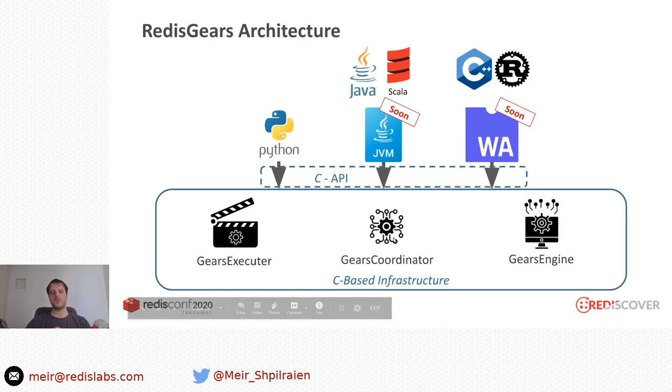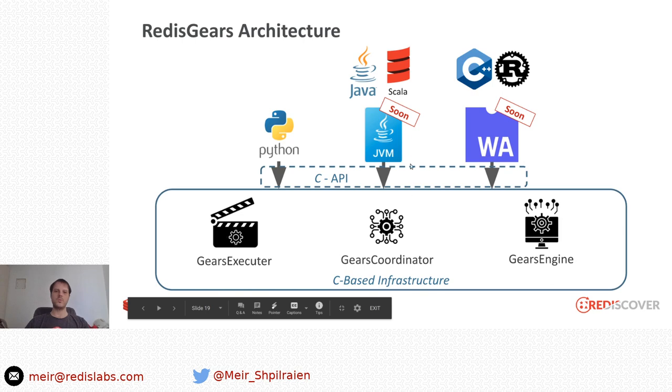We have the coordinator. The coordinator makes sure that the function that you run executes as efficiently as possible, as close to the data as possible. It has the mapping of the shards, it has the key slots of each shard, and it knows which key belongs to which shard, so it knows where things need to run. And we have the engine. The engine is the component that executes your logic, that runs your mapping, that runs your filter, that runs your group by and reduce operations that you put inside the gears function. So those are the components of RedisGears.